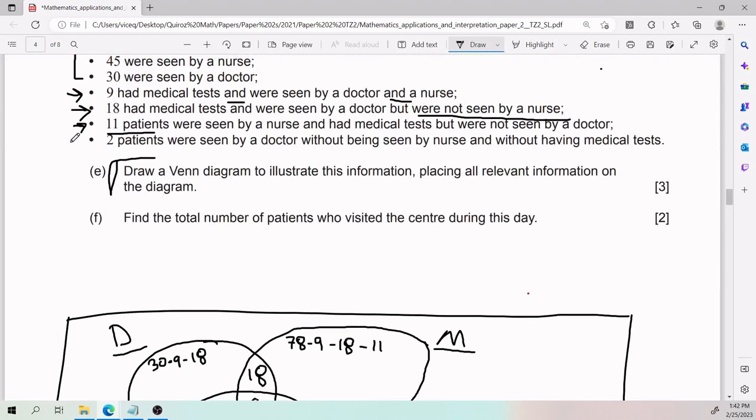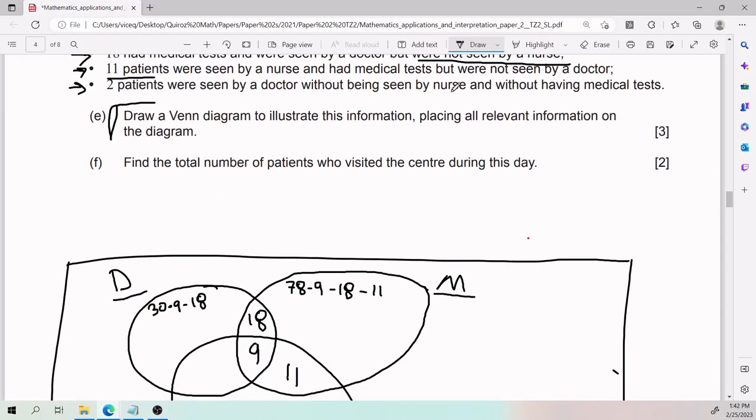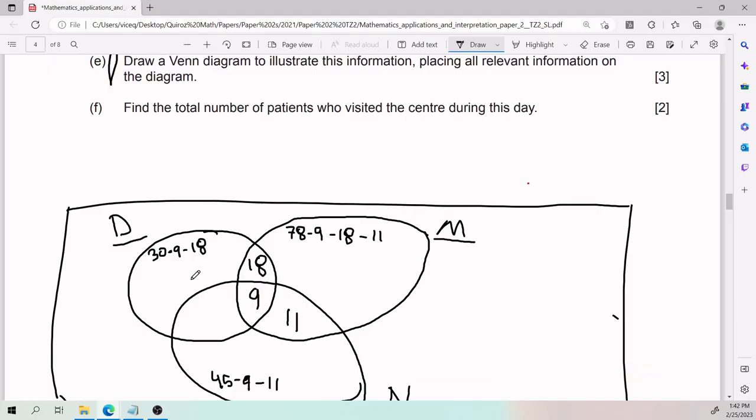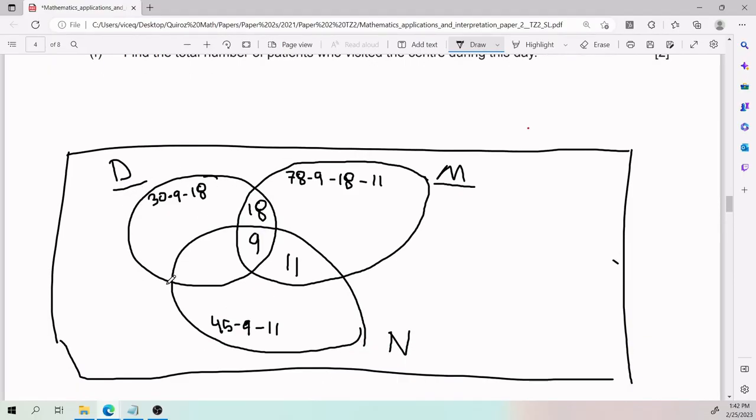We move on. 2 patients were seen by a doctor without being seen by a nurse and without having medical tests. So that means that this guy here for doctor has to be 2.